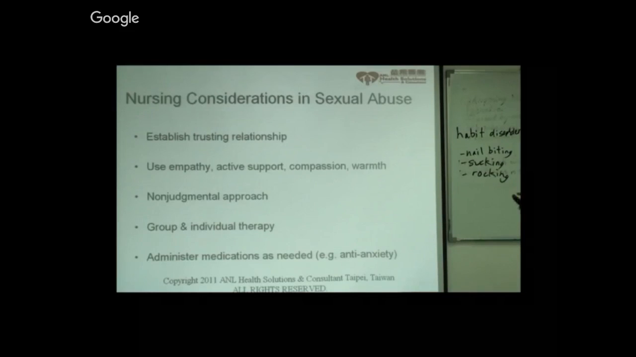So nursing considerations, in any victim of sexual abuse, what should you do? What's your priority? Trust. Because the victim doesn't trust anybody, because the abuser is their family member, right? So your priority is to establish a trusting relationship first. Use empathy, active support, compassion, and warmth. Be non-judgmental. Put the patient in group therapy, or individual psychotherapy. And give medications as needed. We usually give anti-anxiety medications for sexually abused victims.